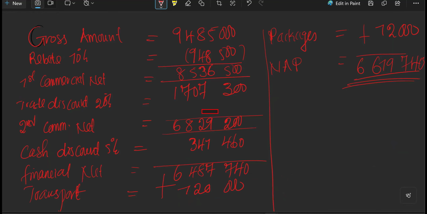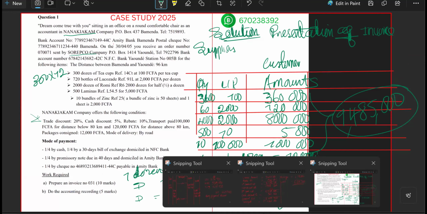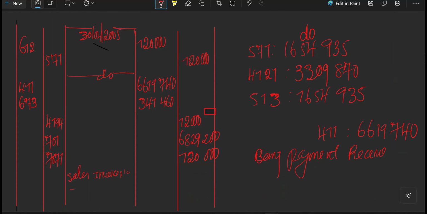So we've come to the end of this presentation. If we add all these amounts, we're going to see that it will give us a total of 6,619,000.